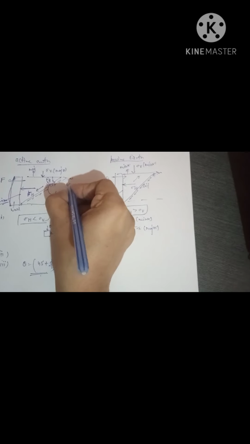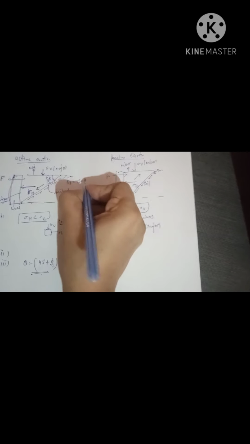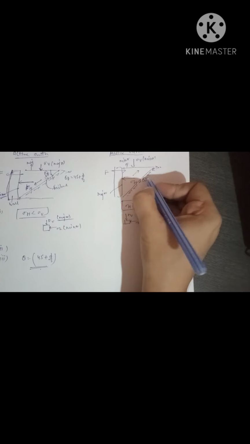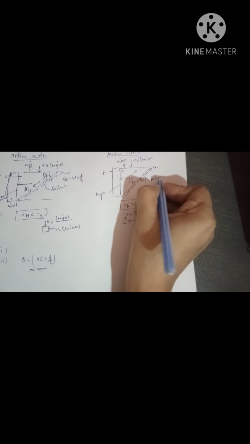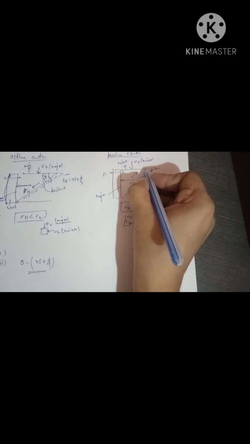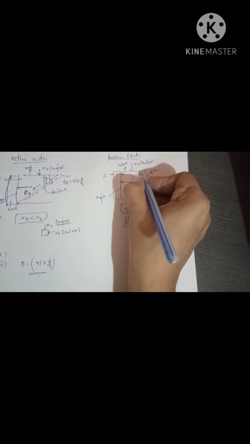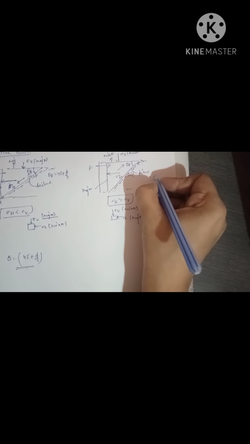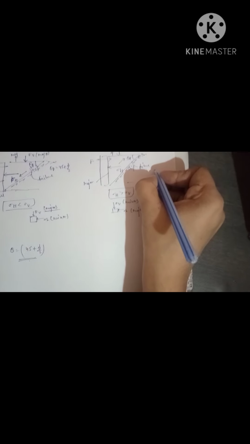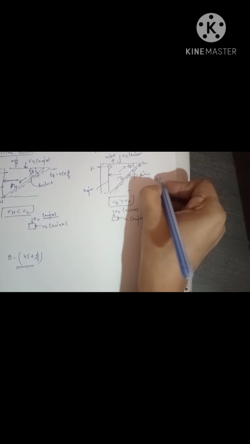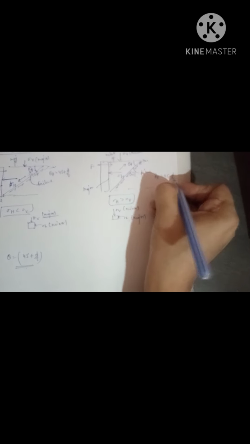Theta f is equal to 45 plus phi by 2. And in this case it is a failure surface and it is a minor principal plane. So here theta f is the angle between the failure plane and the minor principal plane. So theta f is equal to 45 minus phi by 2. Okay, so I am going to discuss in which case the movement of the wall will be maximum.